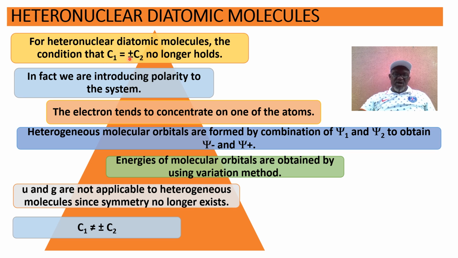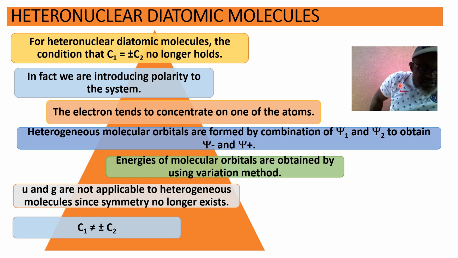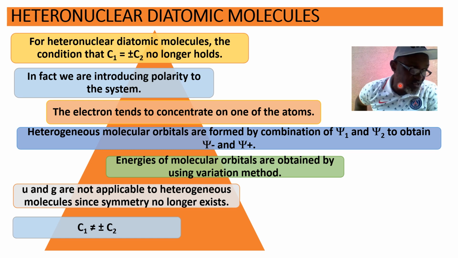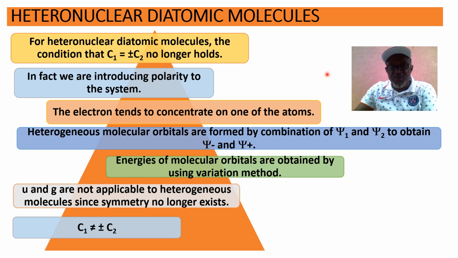Now, in this case, when we have something like hydrogen and chlorine, the electronegativity comes into play. The electrons are no longer shared equally between nucleus 1 and nucleus 2. The one that has a higher electronegativity will attract the electrons toward itself. Therefore, for a heteronuclear diatomic molecule, the condition of C1 equal to plus or minus C2 no longer holds. In fact, we're introducing polarity to the system. The electron tends to concentrate on one of the atoms.